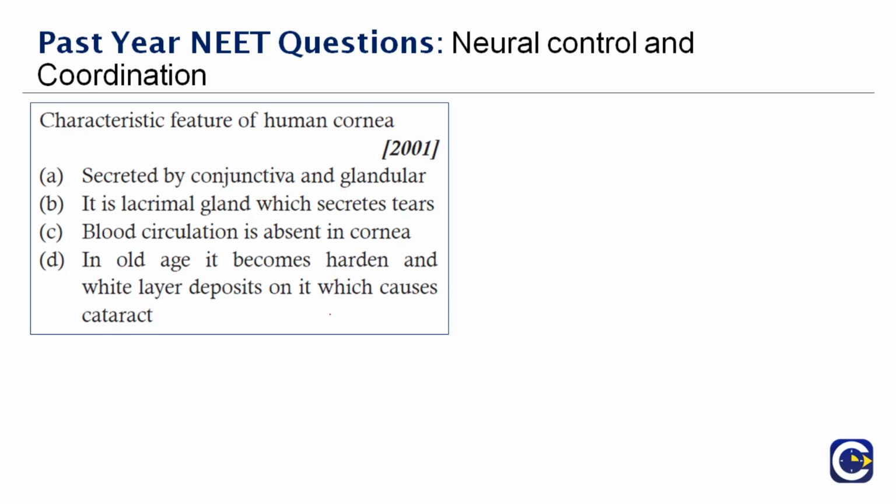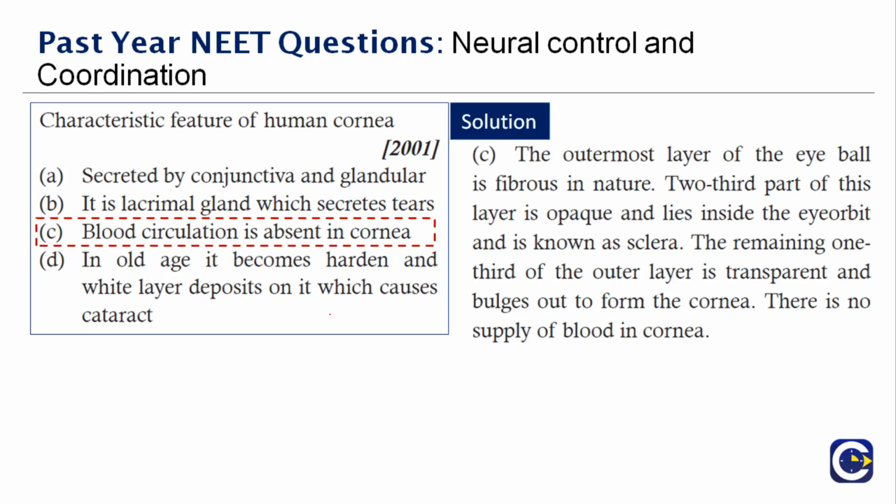Okay, next question here. Characteristic feature of the human cornea, and this question was asked in the year 2001. When we talk about the cornea, as we already discussed, this is a transparent layer of your eye. The outermost layer of the eyeball is fibrous in nature. Two-thirds of this layer is opaque and lies inside the eye orbit and is known as sclera. The remaining one-third of the outer layer is transparent and bulges out to form the cornea. And here, you will not have any supply of blood. So the characteristic feature of the human cornea is that blood circulation is absent in the cornea. A very important point to be noted.